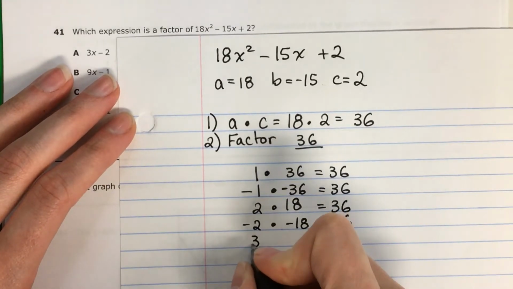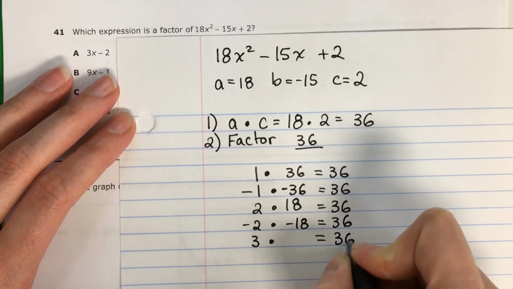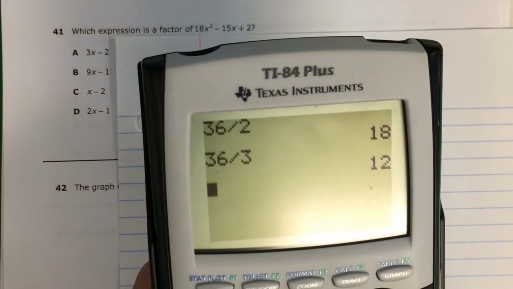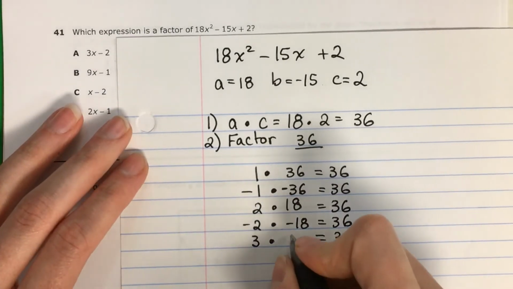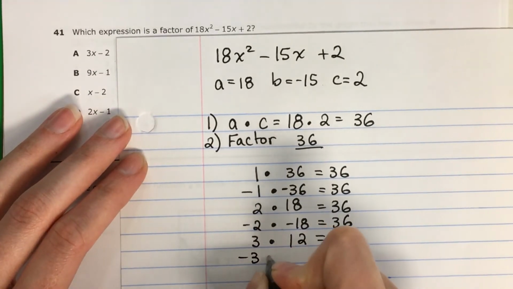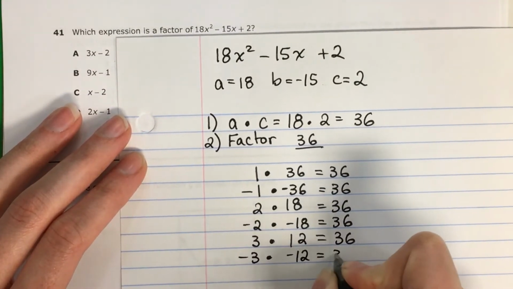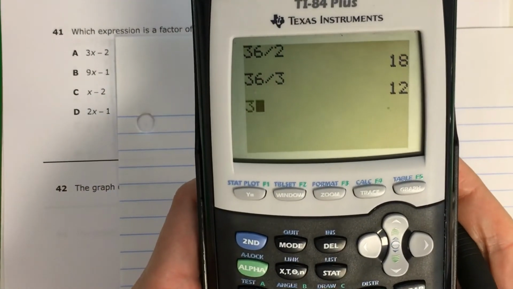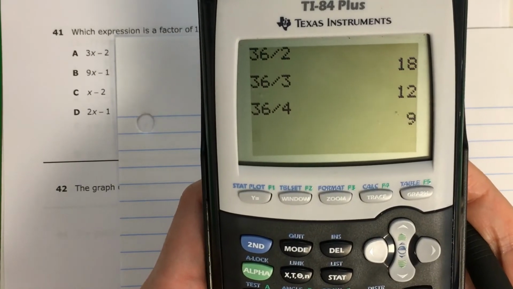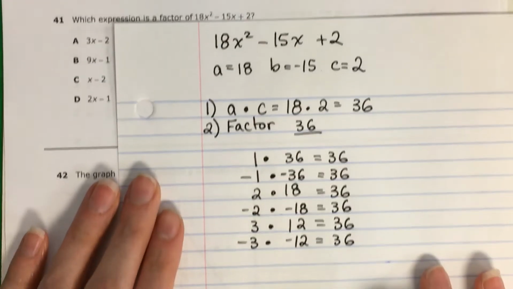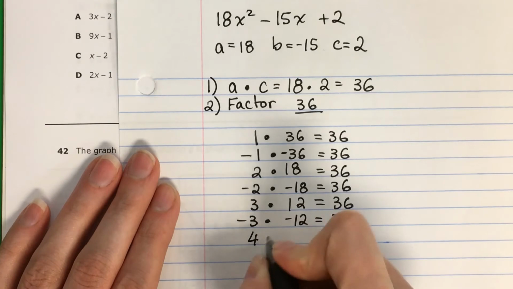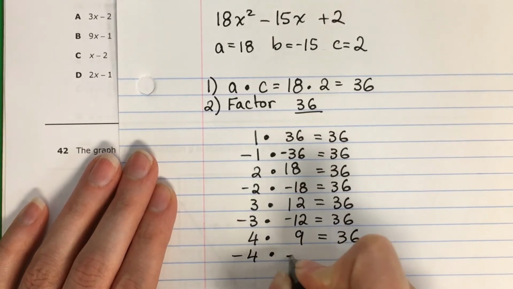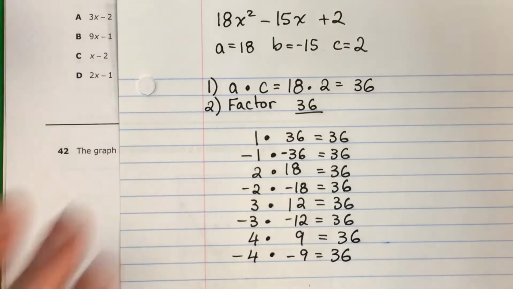After 2 is 3. 3 times what equals 36? Let's see, 36 divided by 3, you get 12. And negative 3 times negative 12 equals 36. After 3 is 4. Let's see, 4. 36 divided by 4, that works. 4 times 9. So 4 times 9 equals 36. And negative 4 times negative 9 equals 36. Let me zoom out here.